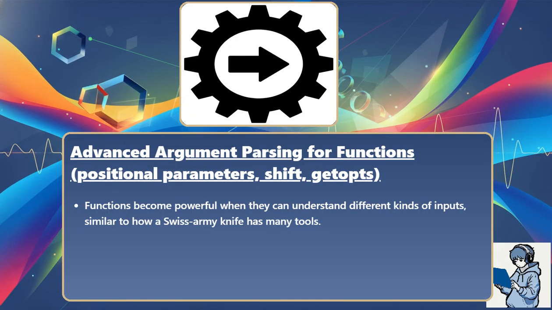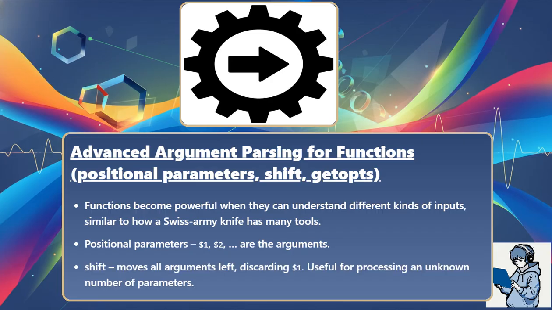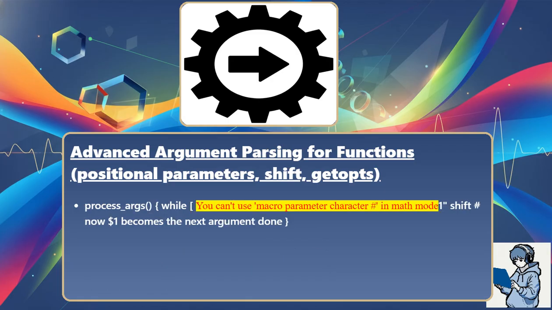Functions become powerful when they can understand different kinds of inputs, similar to how a Swiss Army knife has many tools. Positional parameters $1, $2, ... are the arguments. Shift moves all arguments left, discarding $1, useful for processing an unknown number of parameters. process_args function: inside, while $# is greater than 0, do echo "got $1"; shift, so now $1 becomes the next argument; end while, end function. process_args a b c prints a b c.